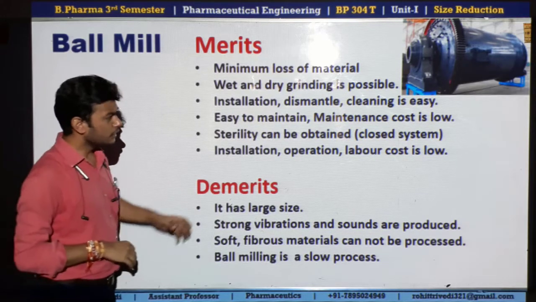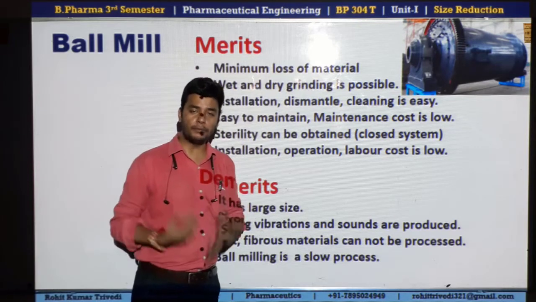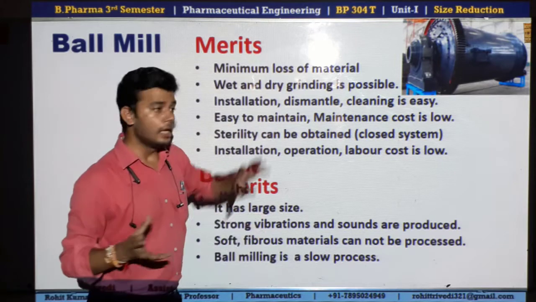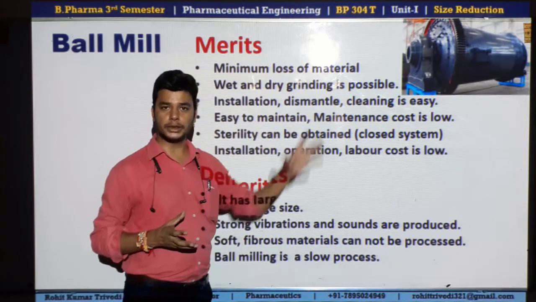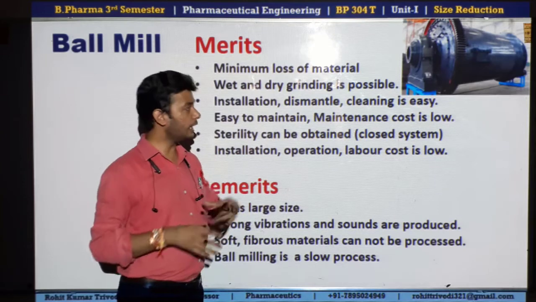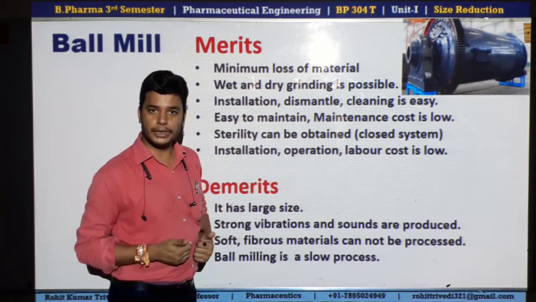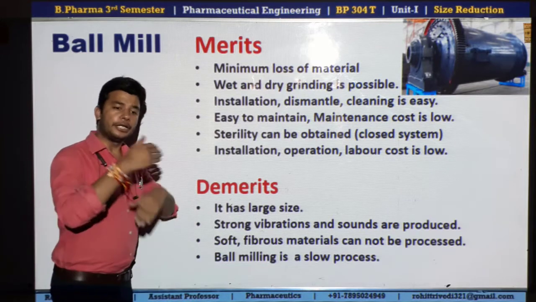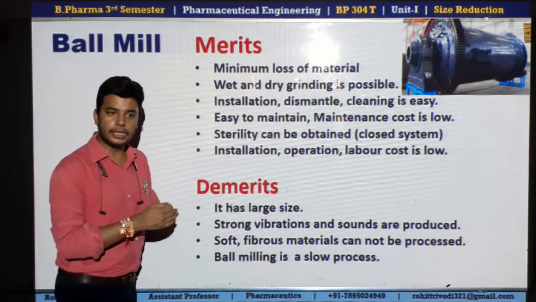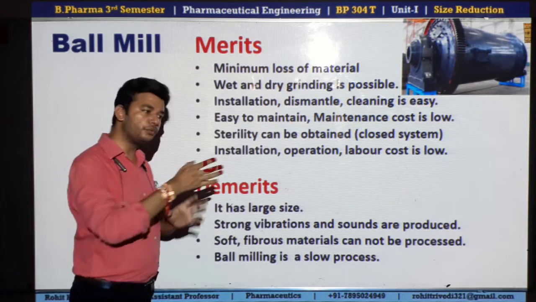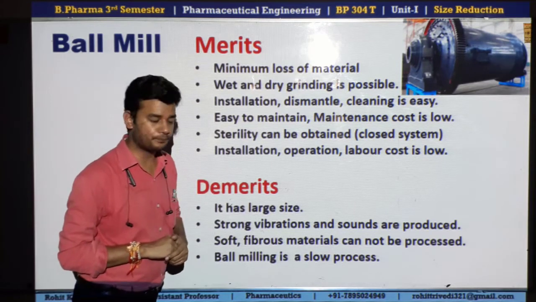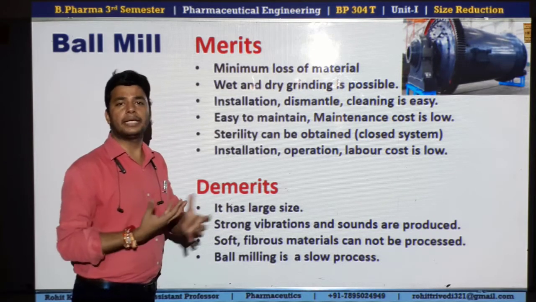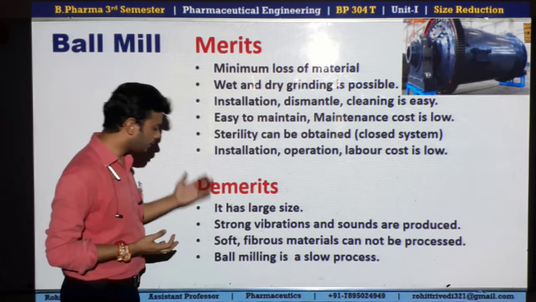Next, strong vibration is observed during the process of size reduction. As this machine is very large in size, a larger quantity of material will be processed in the ball mill, and larger energy requirements will be there. Due to this, when the process of size reduction increases, during the movement of the cylinder there will be a lot of vibration, due to which the workers in a pharmaceutical industry may get disturbed by the vibrations of the machines.